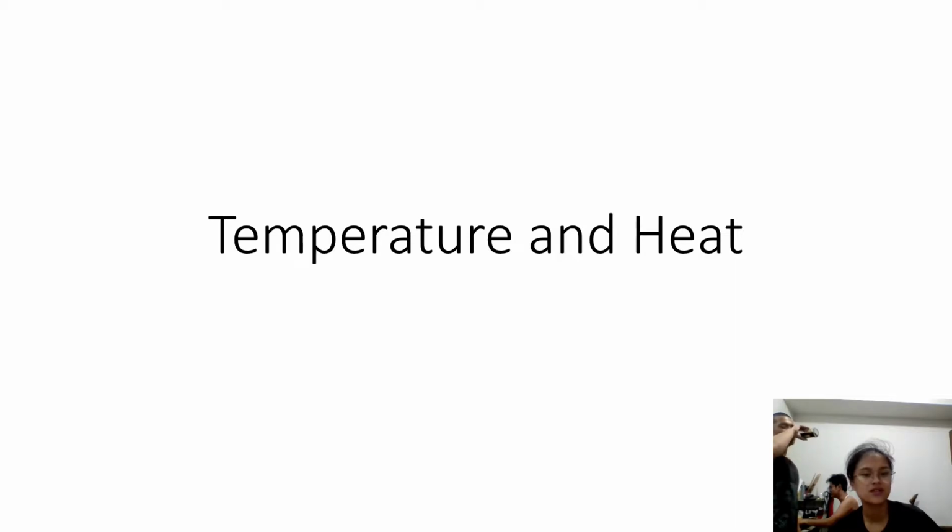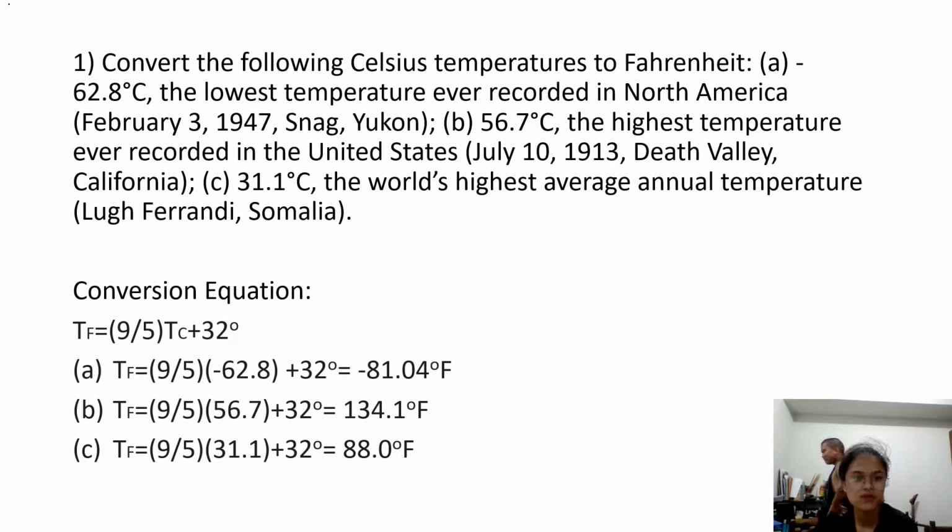Today we will be discussing temperature and heat. So for number 1, convert the following Celsius temperatures to Fahrenheit. For A, 62.8 degrees Celsius, which is the lowest temperature ever recorded in North America. For B, 56.7 degrees Celsius, which is the highest temperature ever recorded in the United States. And for C, 31.1 degrees Celsius, which is the world's highest average annual temperature.